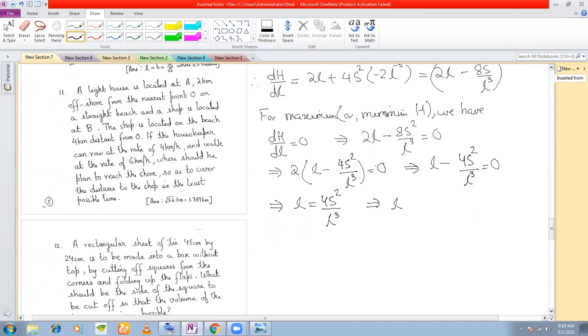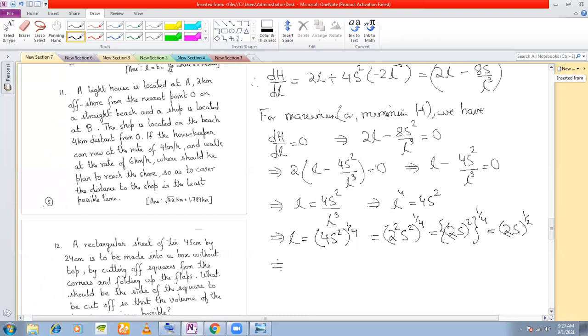Hence you get L to the power of 4 is equal to 4S square. Yes, L to the power of 4 is equal to 4S square. Right? That means L must be equal to (4S square) to the power of 1 by 4. Okay, so you get here (2 square S square) to the power of 1 by 4. That means you get (2S) whole square to the power of 1 by 4. That means you get (2S) to the power of half.